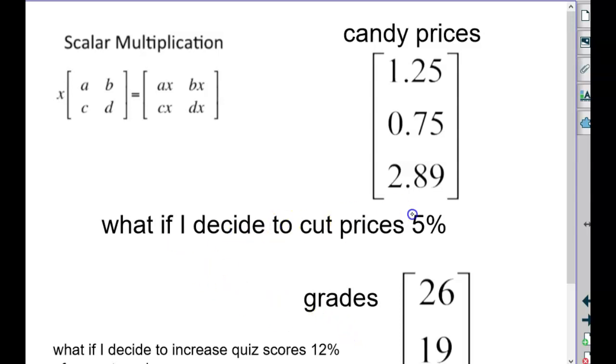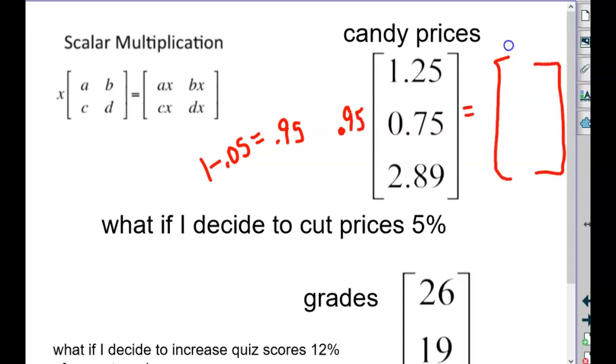If I wanted to cut all these prices 5%, what would I multiply all of these by? No, not the 1 minus 1. Yes. 1 minus 0.05 would be 0.95. So if I multiplied by a scalar of 0.95, I would get the new candy prices. Does that make sense, guys? Because you are going down 5% when you multiply by 0.95, okay?